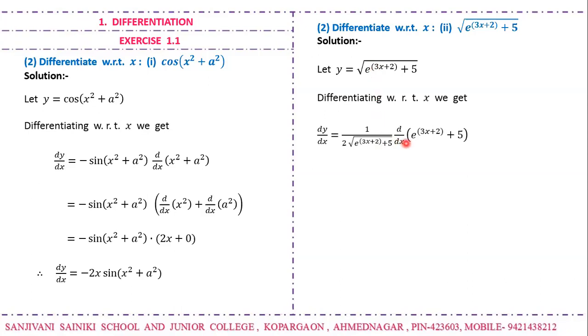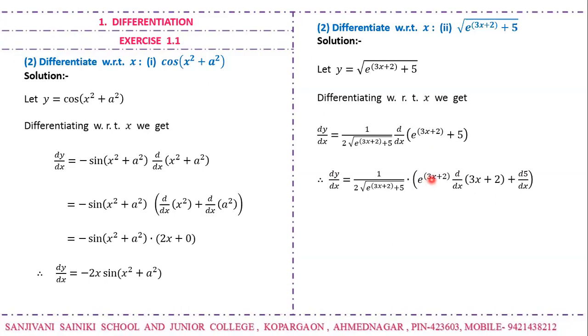So we have to differentiate this e raised to 3x plus 2, plus 5. How to do it? Take the separate differentiation. In that separate differentiation, again we will treat this as e raised to f of x. Now the derivative of e raised to f of x is e raised to f of x into f dash of x.